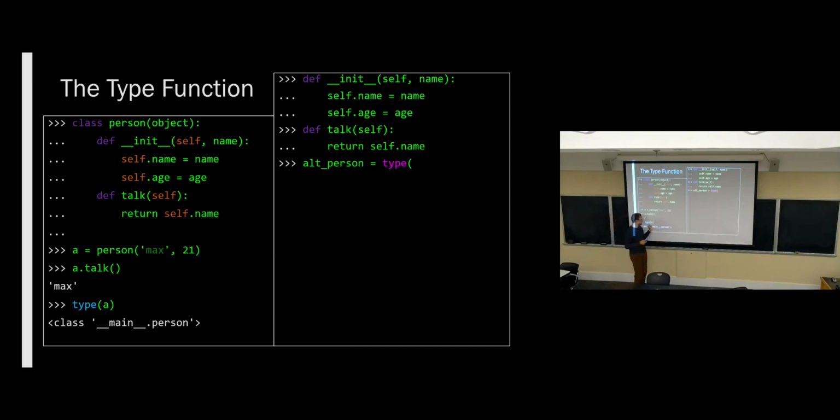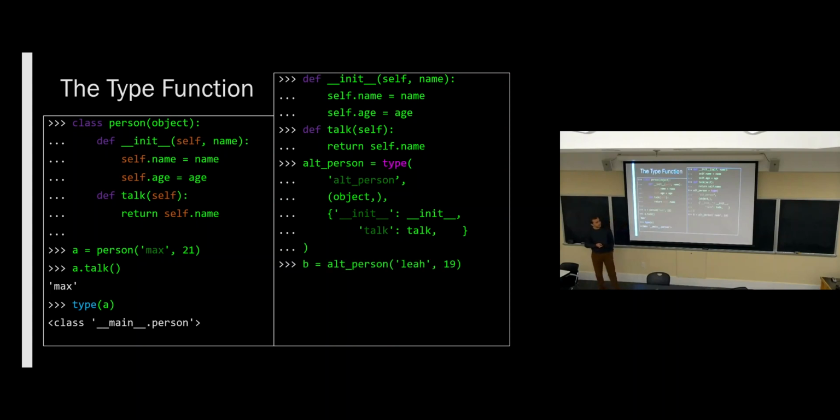And now here's the magic. We can call this type function, but instead of passing in 1 argument, we're going to pass in 3 arguments. And those 3 arguments are the name of the class that we want to make, the base classes, and then a dictionary. And so if we do that, we can construct an instance of this type, alt person. And that instance behaves just like the instance that we constructed over on the left. And if we get the type of B, what do we expect?